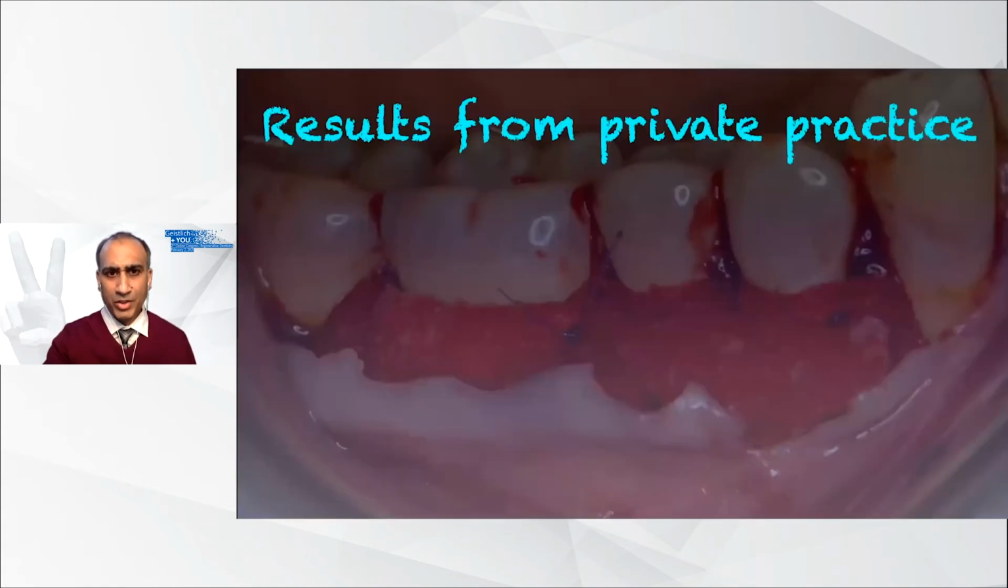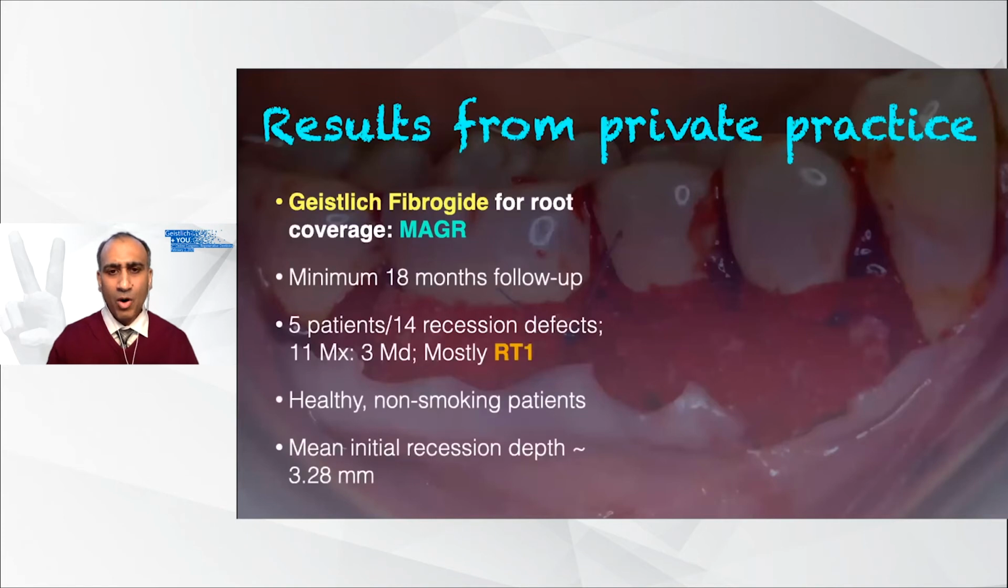So some results that I want to share with you that I've obtained in private practice, which are not published, but I'm hoping to at some point in the near future, all deal with using Fibro-Gide for covering exposed root surfaces. I've chosen cases that had minimum consecutive cases with 18 months follow-up, representing 5 patients and 14 recession defects, mostly RT1 recession defects, mostly in the maxilla, and mostly in healthy patients.